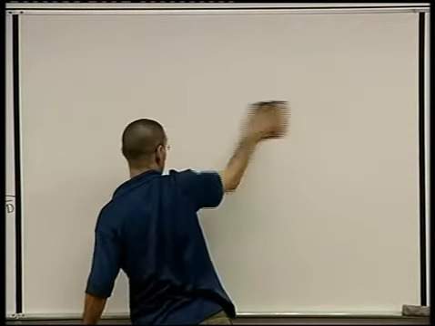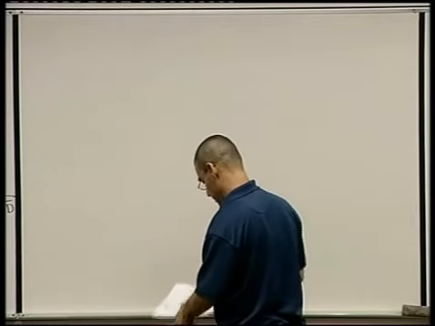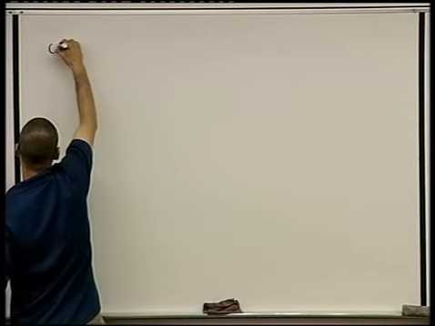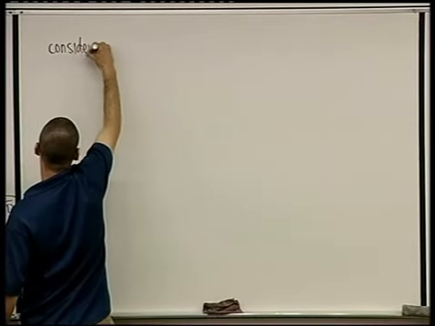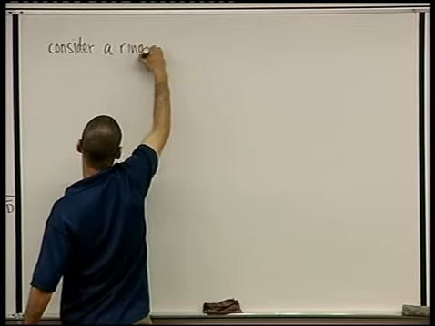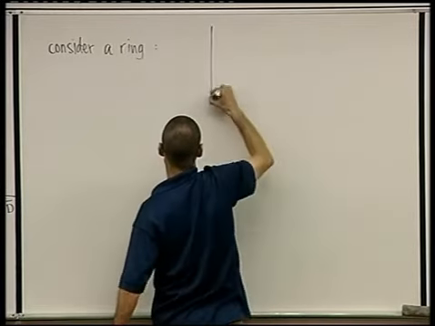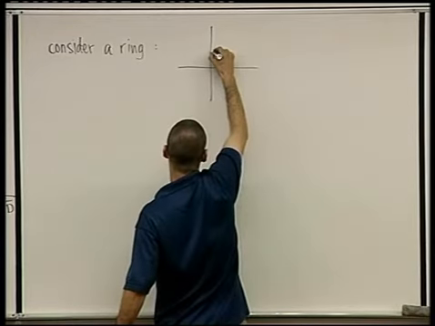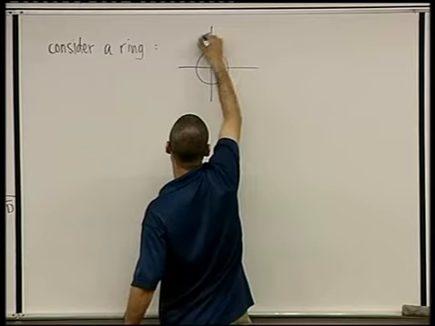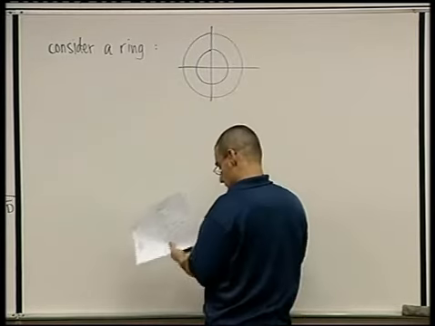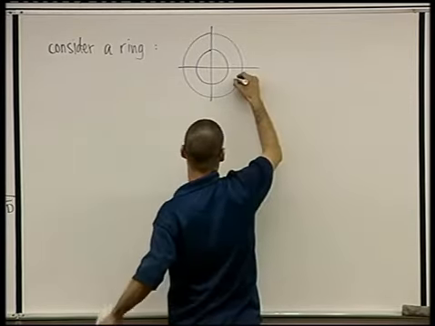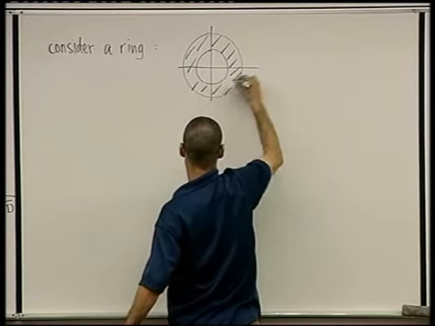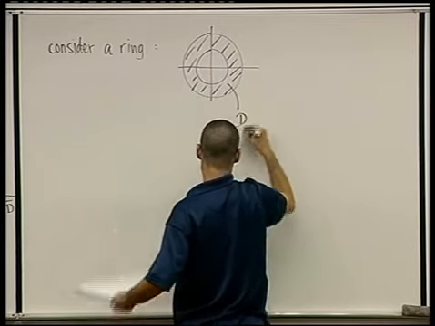So as a preliminary step to that, I'm going to point out the following. Consider a ring that looks like this. Suppose you have two circles centered at the origin, and the domain D is the ring, the domain in between them. So this is now D.